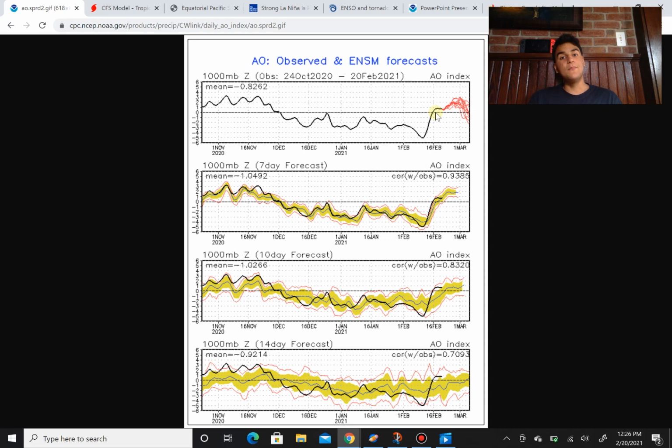So what that means is that since we're likely going to be in a positive Arctic oscillation, maybe for the first month of spring to maybe approaching the second month, then that means we're more likely to see warmer than average weather conditions throughout the United States for late March into April, since during a positive Arctic oscillation, the westerly winds are a lot stronger.